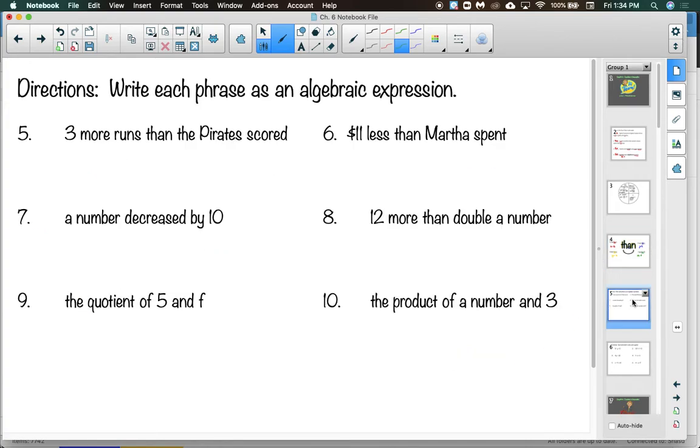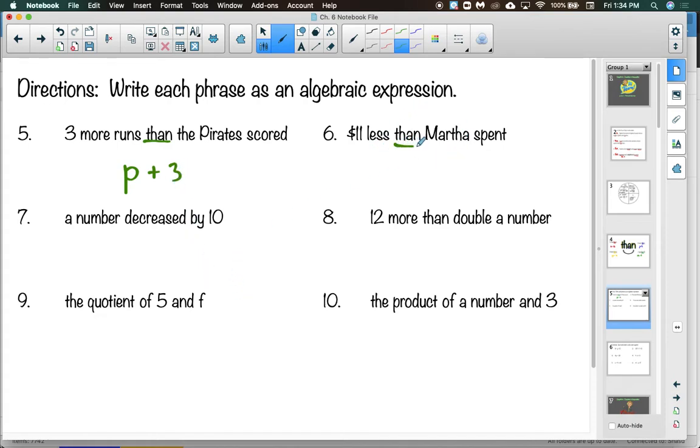So let's go through some of these examples here. 3 more runs than the Pirates scored. I see a than. Than tells me to focus on the Pirates first. I'm going to use a P to represent their score. 3 more than P is taking that P value and adding 3 to it.